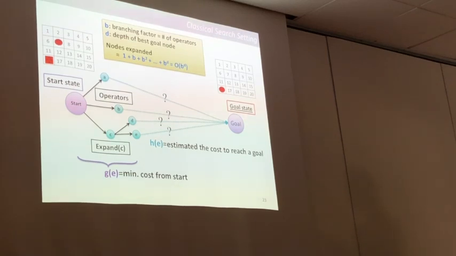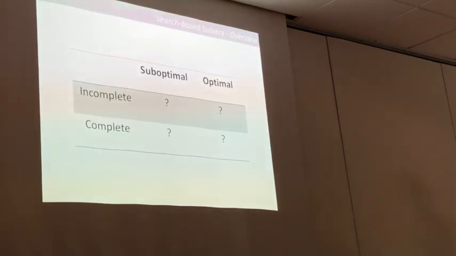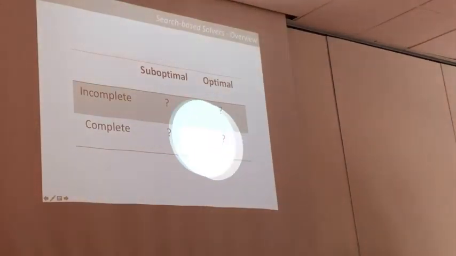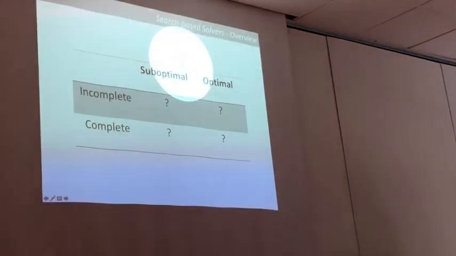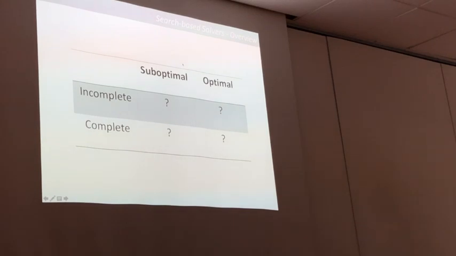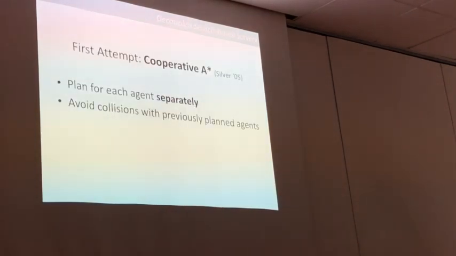Anyone is good? Okay, so what we'll do now, I will try to show you search-based algorithms that cover these 4 combinations. So I'll show you optimal search algorithms that are incomplete and complete, and suboptimal search algorithms that are incomplete and complete. Actually, this one I won't show you. So no incomplete optimal, only the other 3 options. Okay, so let's look at the first attempt.